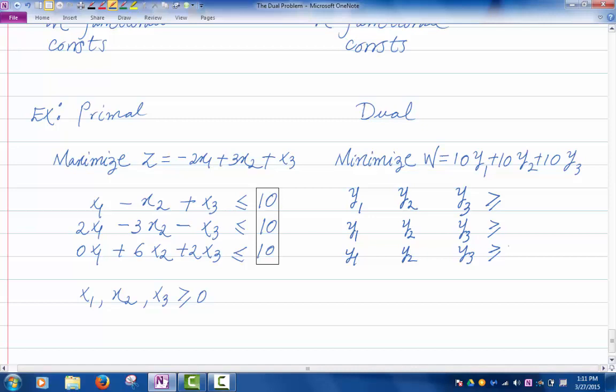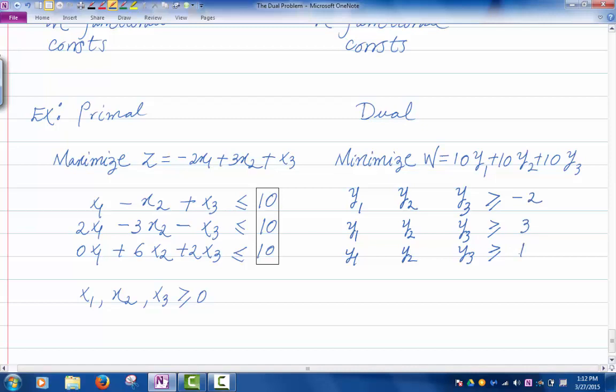Anybody? Where are the right hand sides of the functional constraints of the dual problem coming from? The objective function of the primal, right? So this would be what? -2, 3, and 1, right?